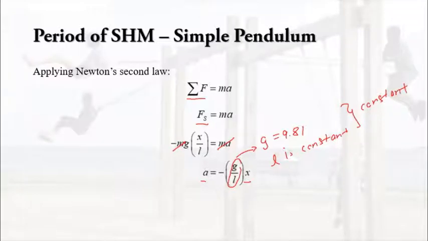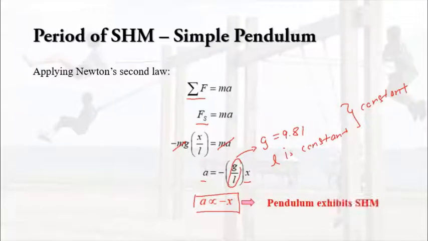So when you want to form a relationship between a and x, you can take out these constant variables and eventually you are going to get a is directly proportional to negative x. Based on the definition of simple harmonic motion, any motion that fulfills these conditions, we say it is moving with simple harmonic motion. Therefore, we can say the motion of a simple pendulum exhibits simple harmonic motion.